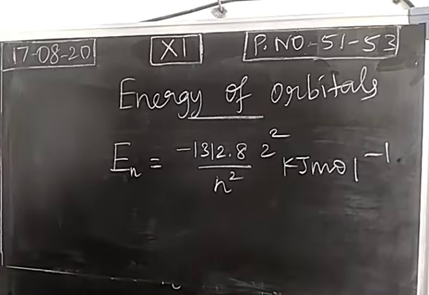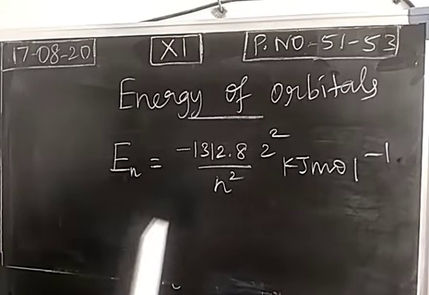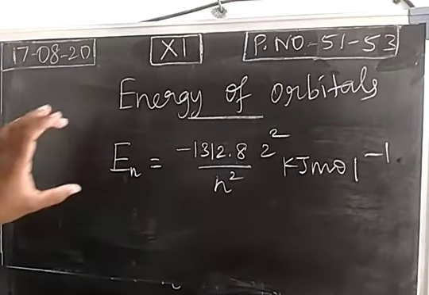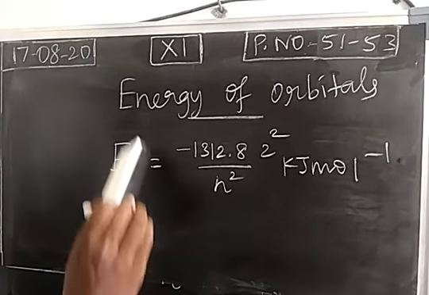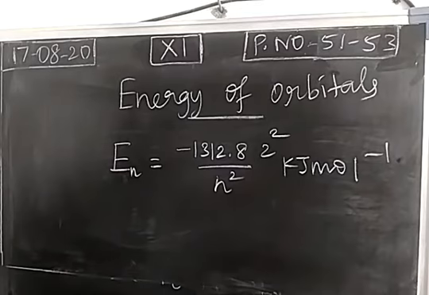If you consider hydrogen, one electron is in the first orbit. So the general formula for calculating energy of an electron in the nth orbit is minus 1312.8 Z square divided by n square, unit kilojoule per mole. Z is atomic number, n is principal quantum number. From the formula we get some information. What is it? The energy of an electron depends on the principal quantum number.